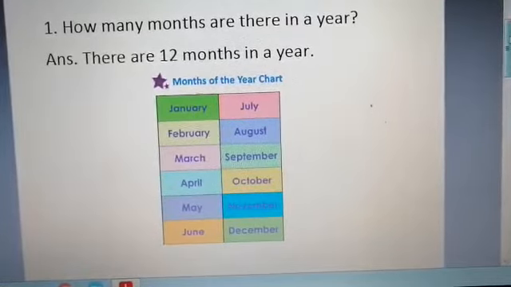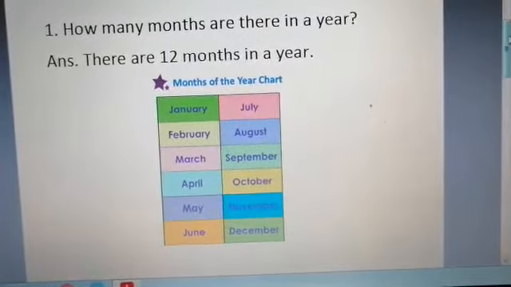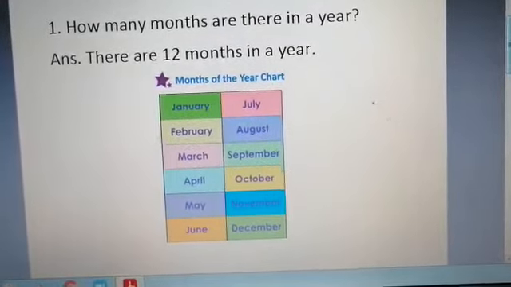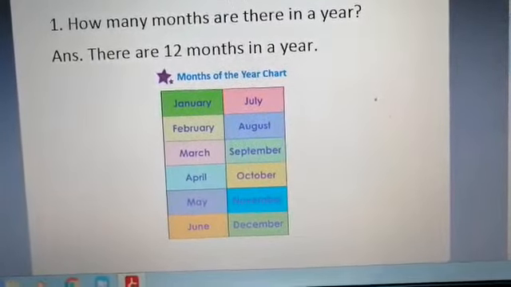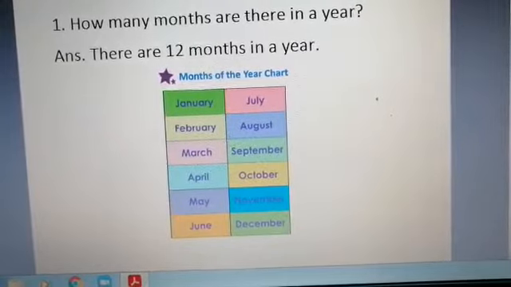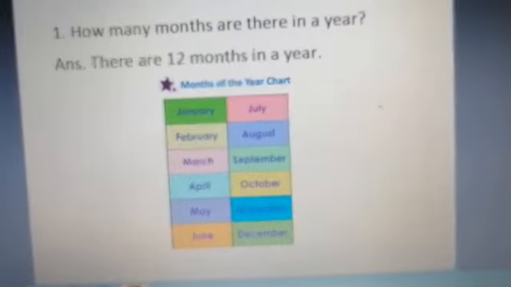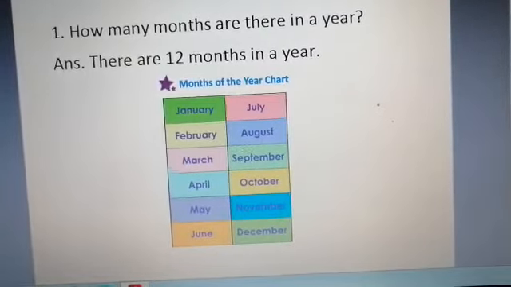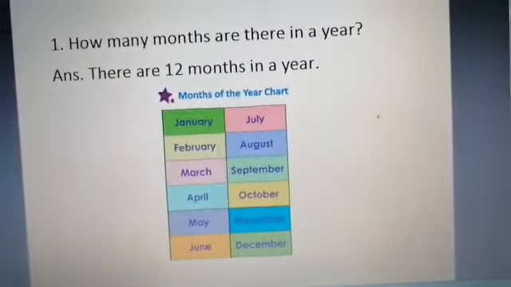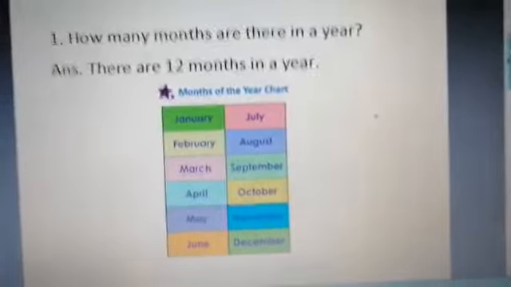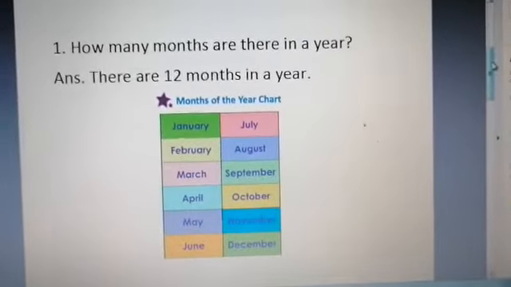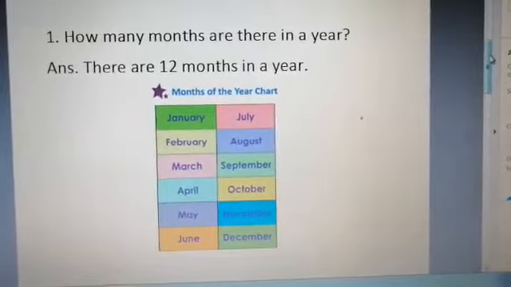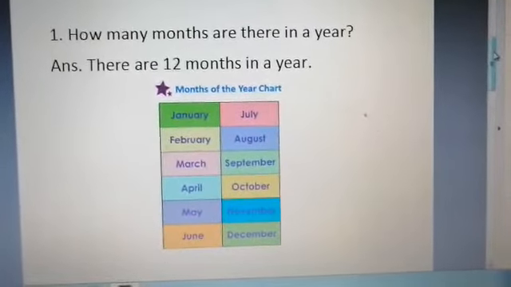You see the 12 months in a colorful box, and the names are January, February, March, April, May, June, July, August, September, October, November, and December. These are the 12 months in a year.